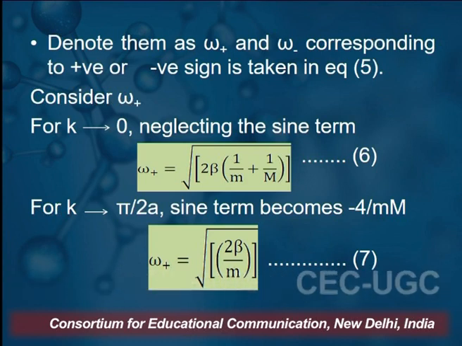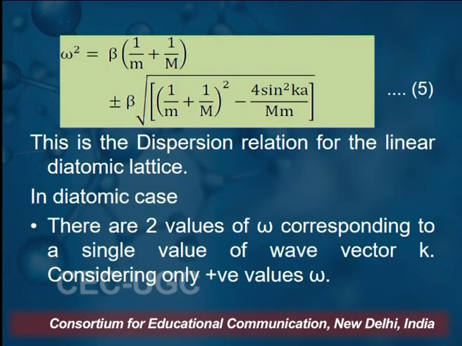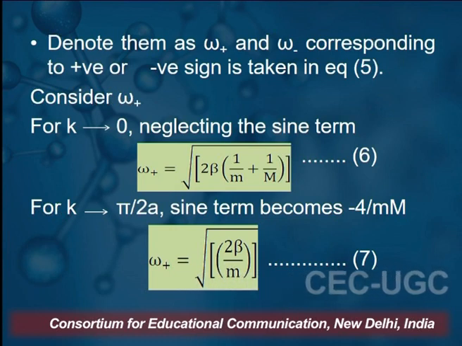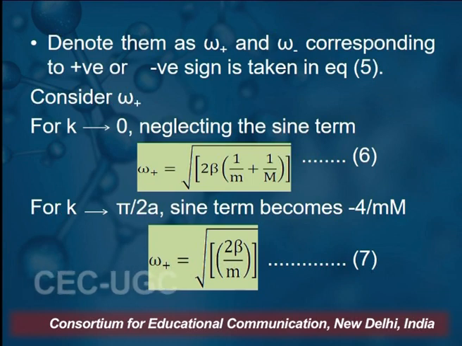In the limit k tending to 0, the second term in this equation in the under root part can be neglected. The sine term can be neglected, since for k tending to 0, sin square k will tend to 0. So, I can neglect that term, and omega plus will take the form under root of 2 beta (1 by small m plus 1 by capital M). Only the positive root will be taken, because frequency can never be negative.